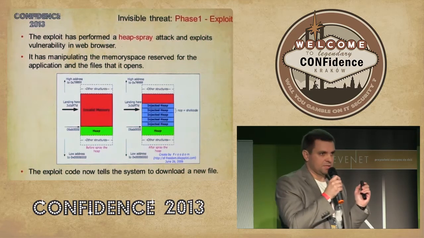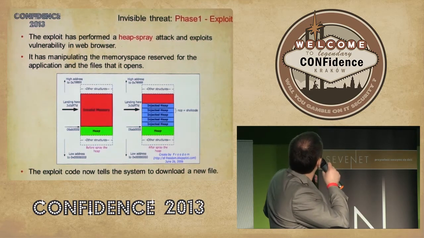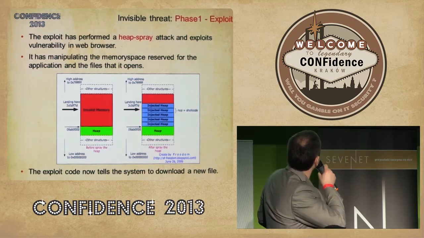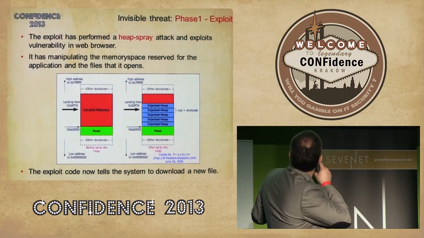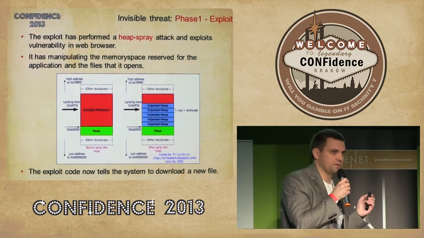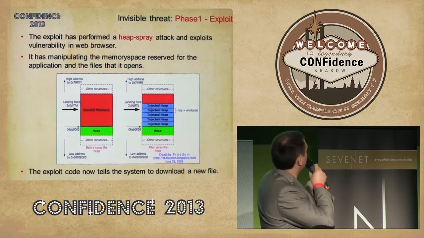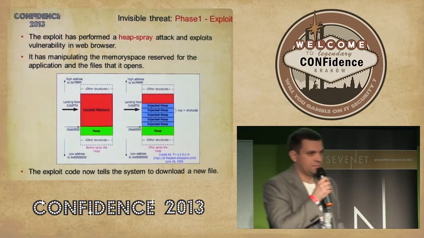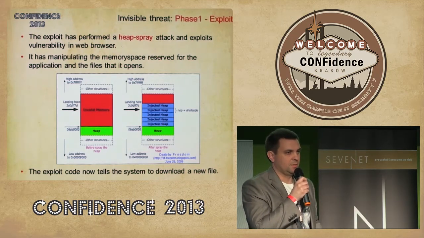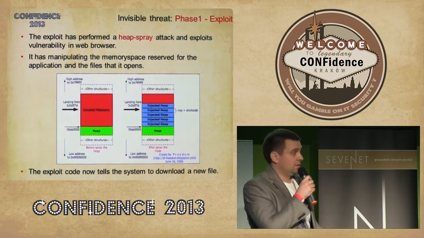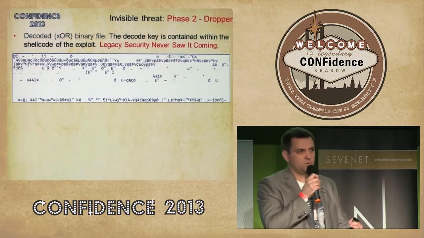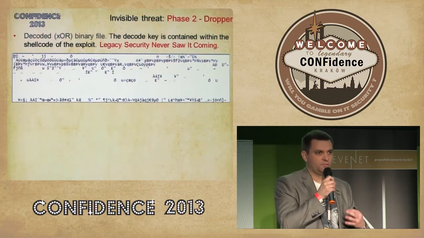And this exploitation technique is called a heap spray attack, because during this exploitation phase, the attacker wants to manipulate the memory space which is reserved for the web browser. Why? Because he wants to inject some malicious code into this reserved memory space. And this was just a simple example of the exploitation phase.